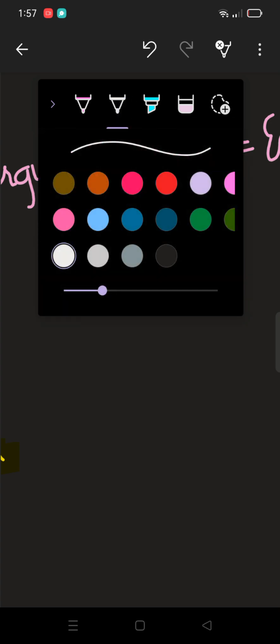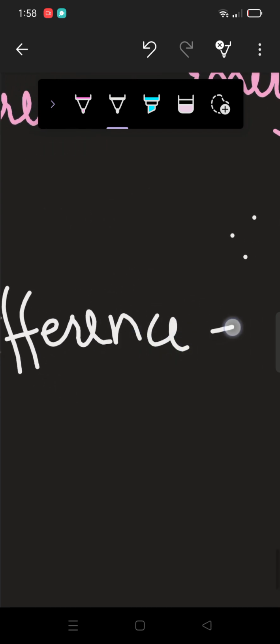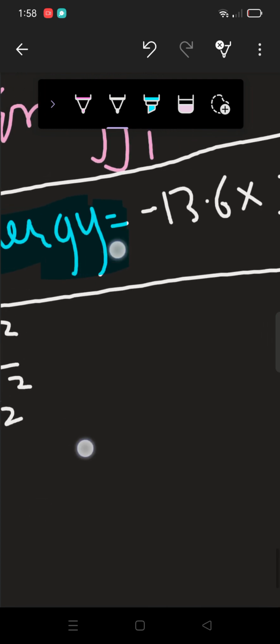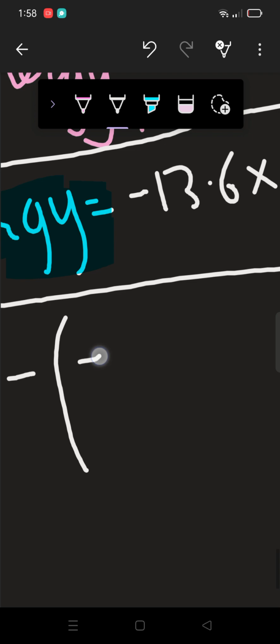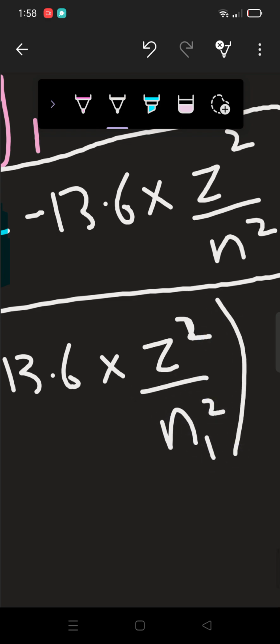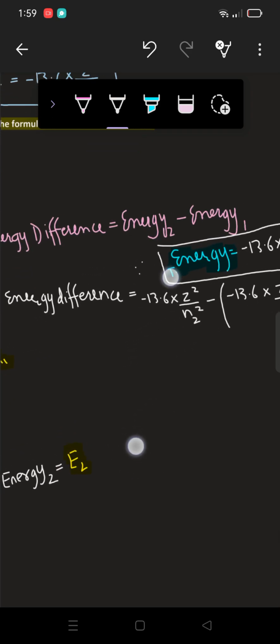So let's write here again: energy difference is equal to E2. Now the formula for finding the total energy of any shell is minus 13.6 into Z square. Now instead of writing n square, I'll write n2 square, since this is the energy of the second orbit, meaning the n number is 2, so I have to take the square of n2. So n2 square, minus E1, and E1 will be 13.6 into Z square by n1 square. E1 means energy of the first orbit, and first orbit means n is 1.